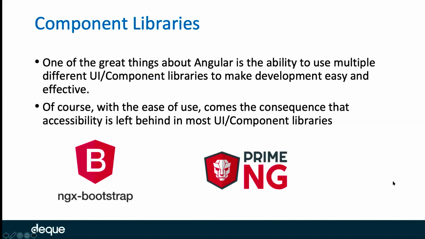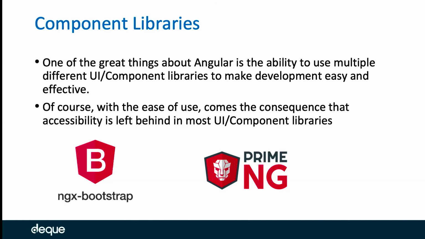The last general accessibility issue we're going to talk about, and again, we don't necessarily have examples for it because it's really good just to get this out in the open: component libraries, okay? One of the great things about Angular is the ability to use multiple UI component libraries to make development easy and effective. Angular Material is used by literally, at this point, Taylor, I don't even know. I think every single person we work with has used Angular Material in some way, shape, or form, right?